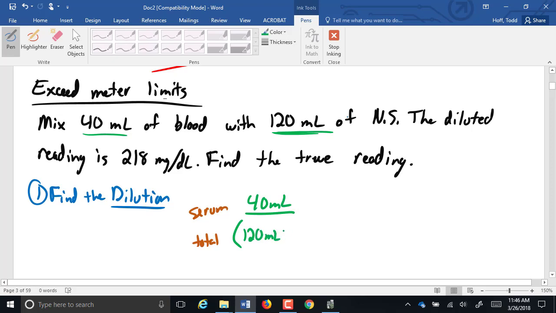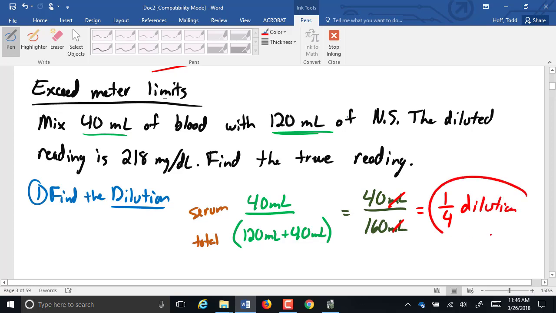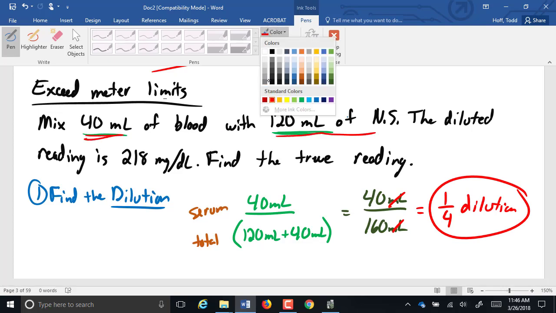I see some of you shaking your heads. No, it is not. It's not 120 milliliters, it's 120 plus the 40 milliliters of blood. It is the total amount that has to go in there. So that's going to be 40 milliliters over 160 milliliters. The milliliters will cancel out. 40 over 160 will reduce to a 1 in 4 dilution. So that's the dilution that was performed on this blood when we added the saline to it.